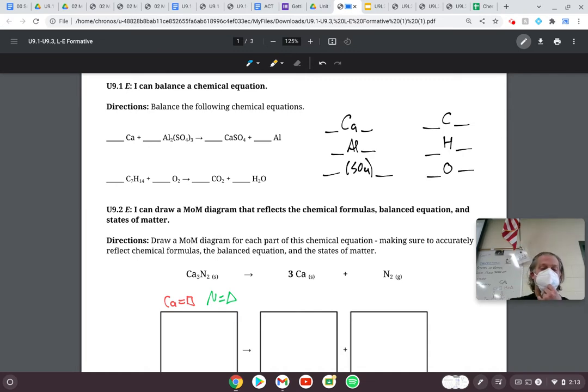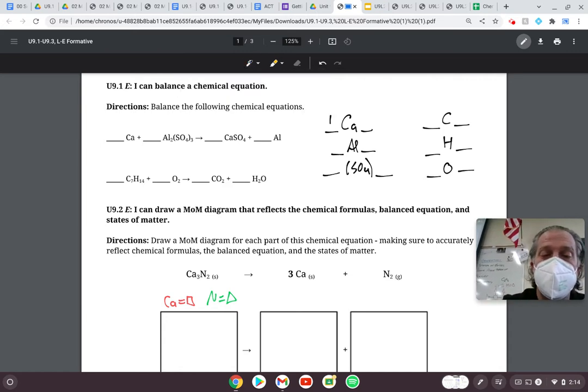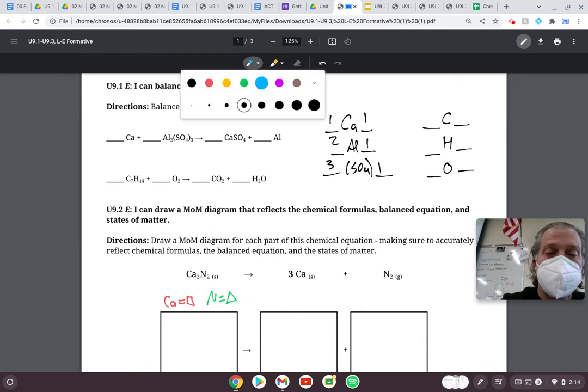So, I started by setting up my balancing tree, for lack of a better description of it, and I'm looking at the first equation, and I'm going to go from left to right. I have 1 calcium, 2 aluminums, and 3 sulfates on the reactant side, and on the product side I have 1 calcium, 1 sulfate, and 1 aluminum. In order to balance this, I'm going to start from left to right, and I see that calciums are balanced because there's 1 on both sides.